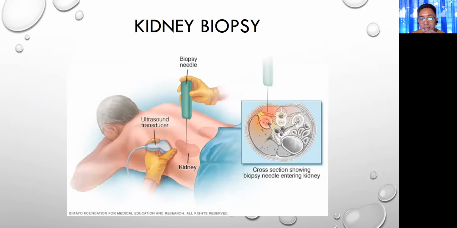So this is the process for the kidney biopsy. We have here the biopsy needle, the ultrasound transducer, and of course, your kidney from which the sample will be taken. And we have here the image of the cross section showing the biopsy needle entering the kidney to get the sample.